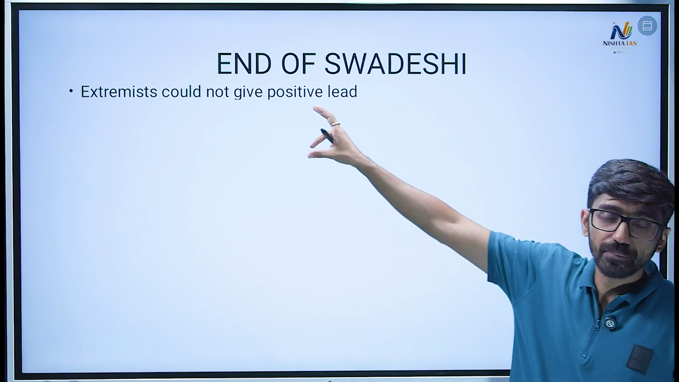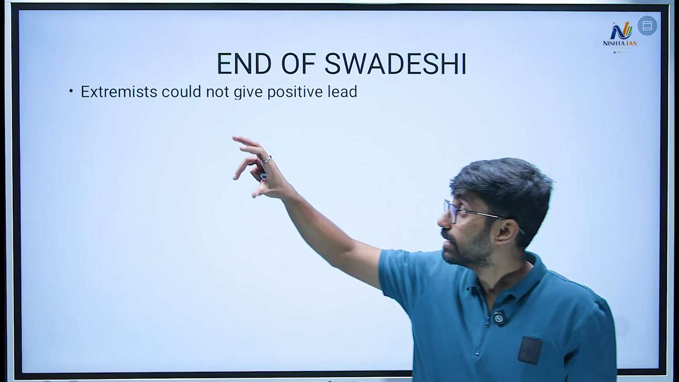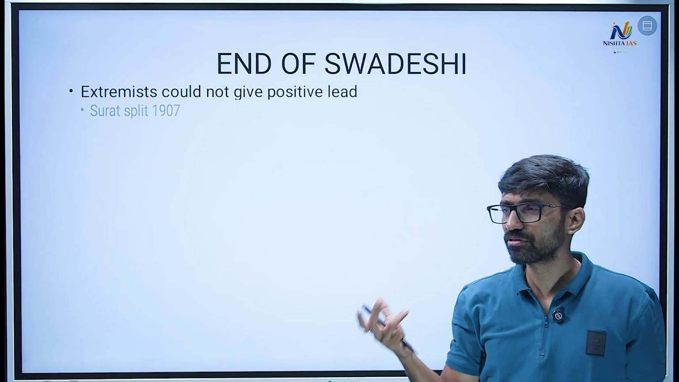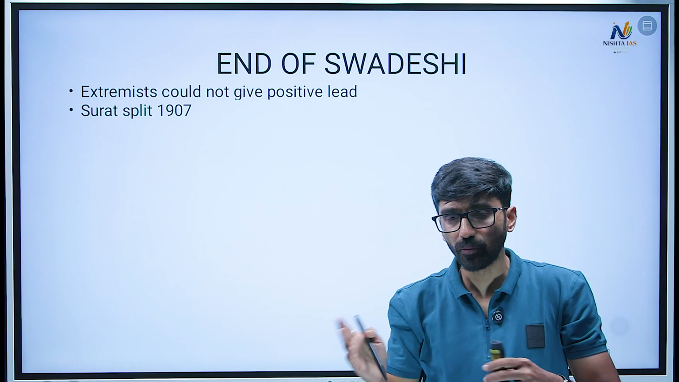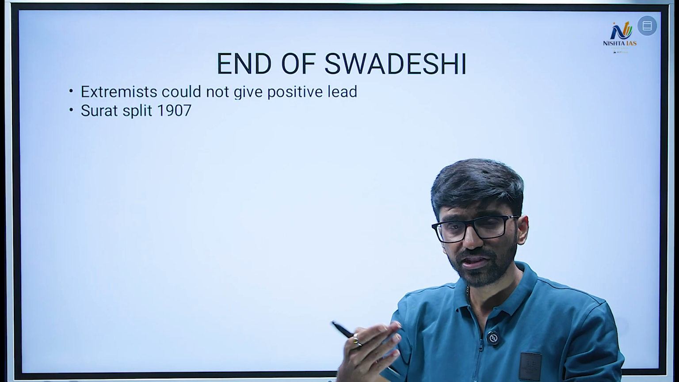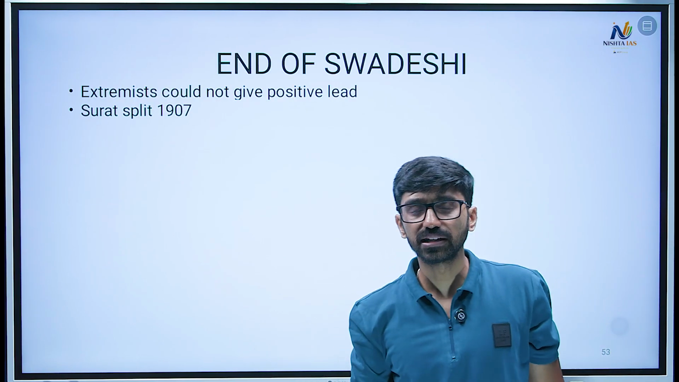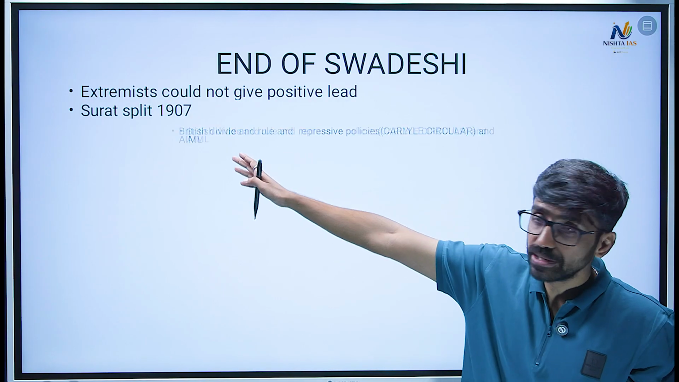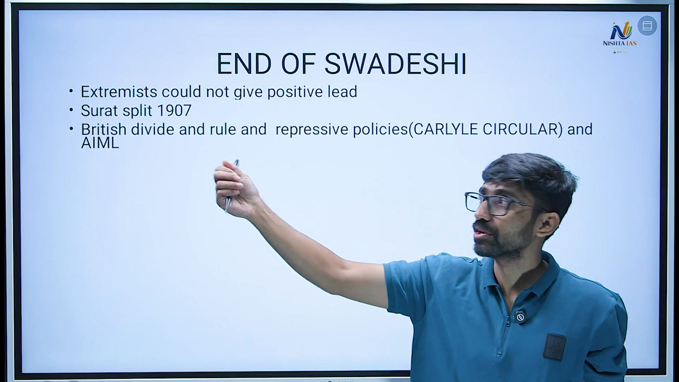The end of the Swadeshi movement happened. So that is what happened over there. The extremists could not give positive lead because some of the leaders got arrested, because a split happened between moderates and extremists, and that led to disunity within the nationalistic leadership. Okay, the Surat split happened. That was an advantage to Britishers.